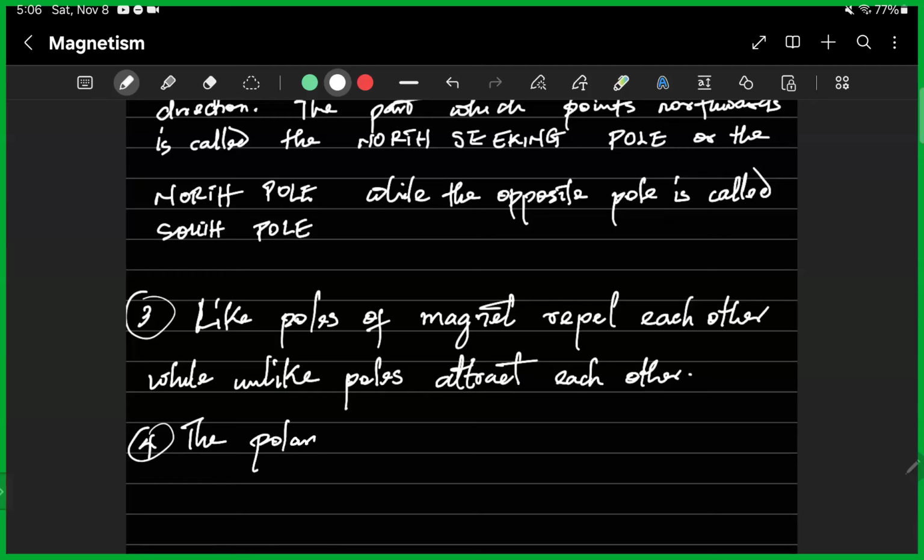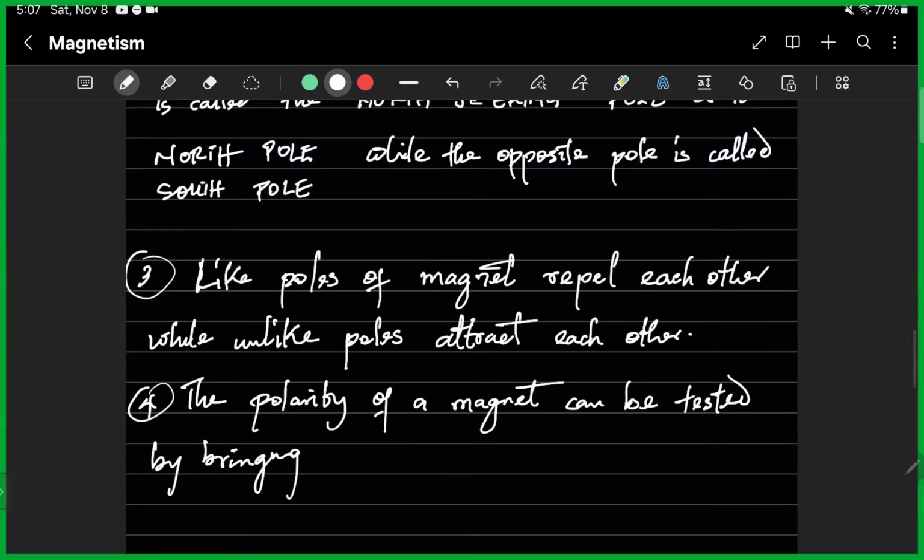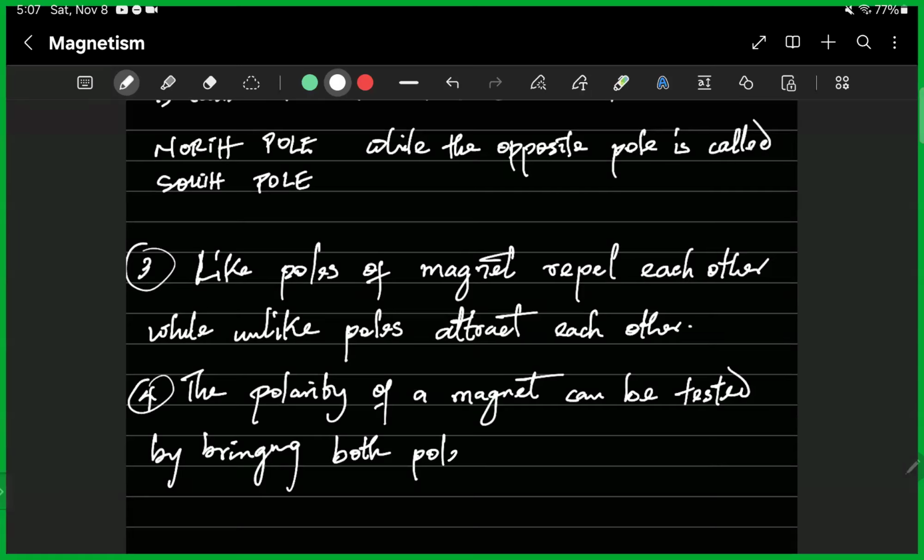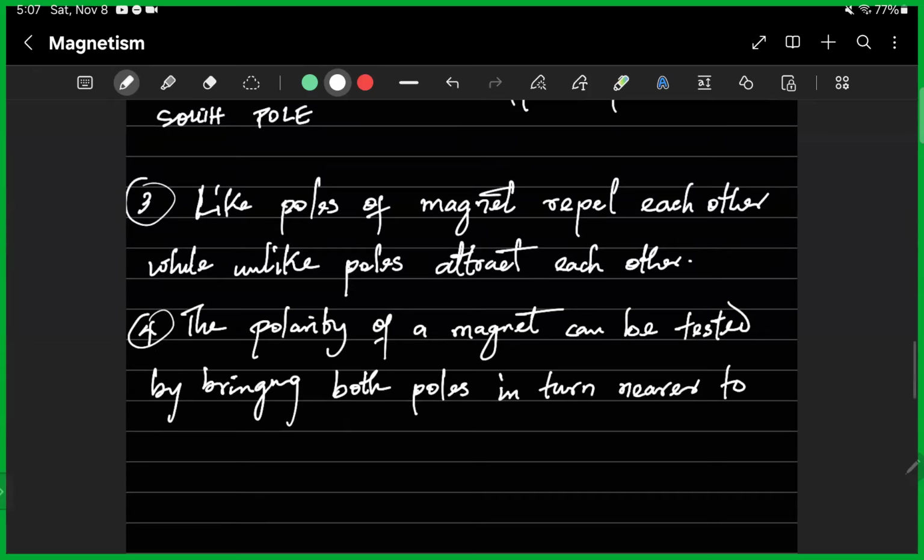The polarity of a magnet can be tested by bringing both poles in turn nearer to the known pole of a suspended magnet.